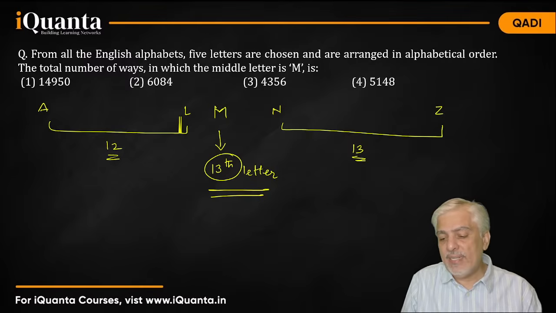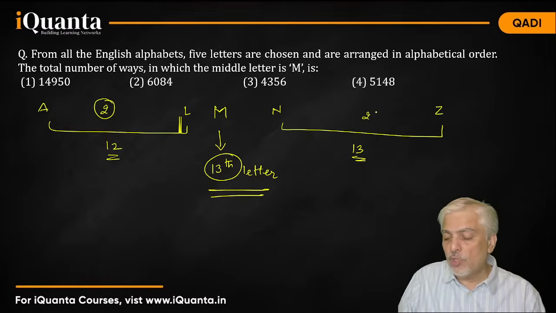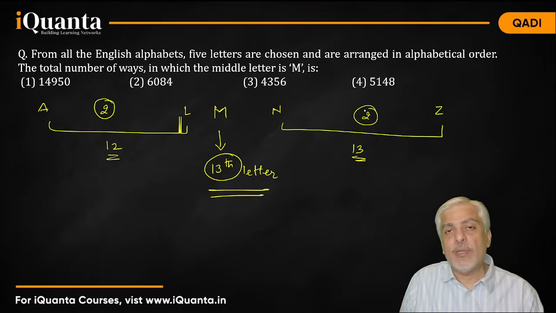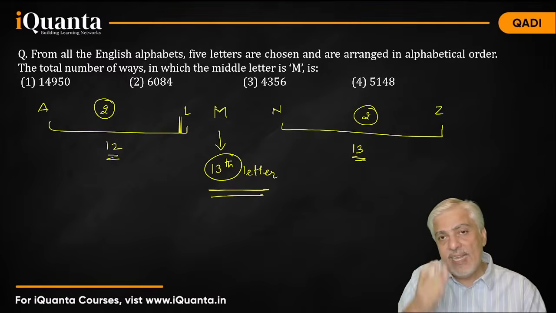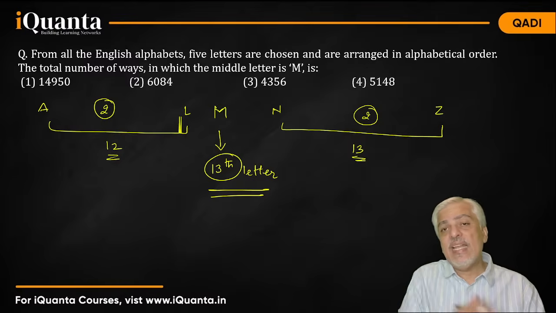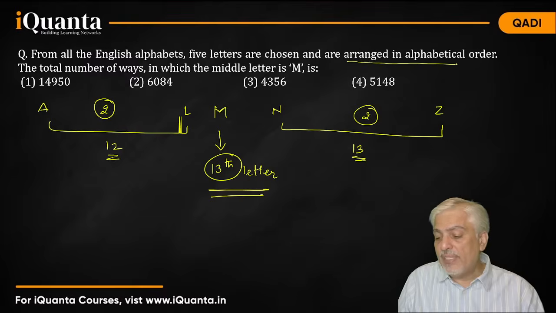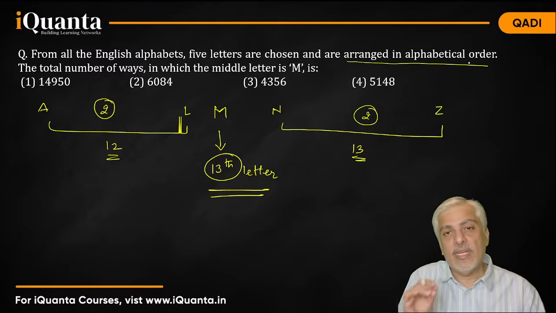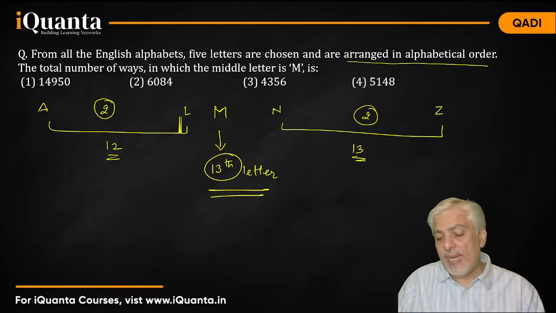Now, what do I need? I basically need 2 from here and 2 from here because I want M to be in between. And there's going to be no rearrangement, because suppose I take A and D, I can write it as A, D, M, something, something. DA is not allowed because they have clearly said they are arranged in alphabetical order. So hence, we definitely want AD only.